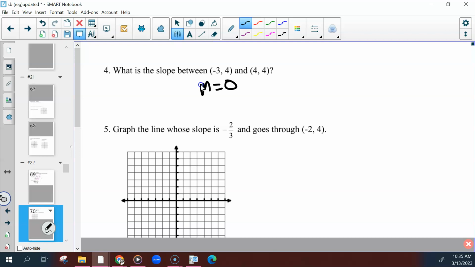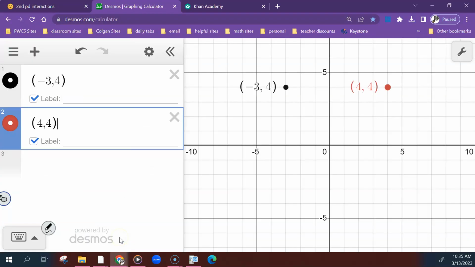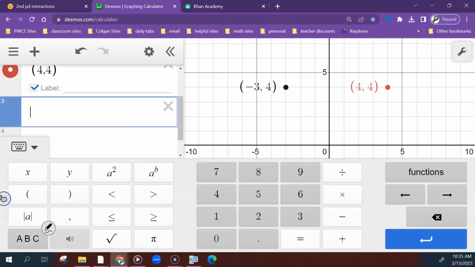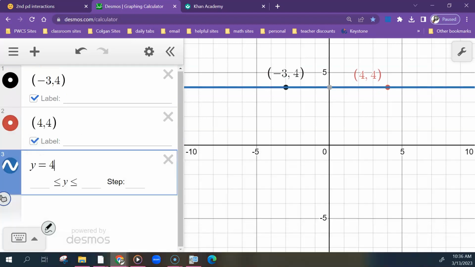To check that even further, you could have found the equation of this line, y equals 4, put it through there, and then thought about what the slope of a y equals line is. So that's even more visualization. Right, but your answer was m equals 0.